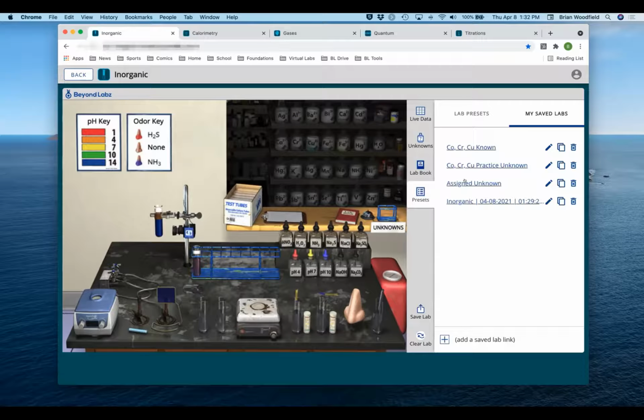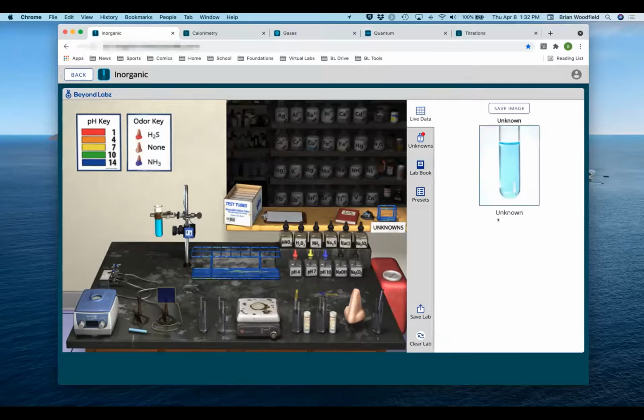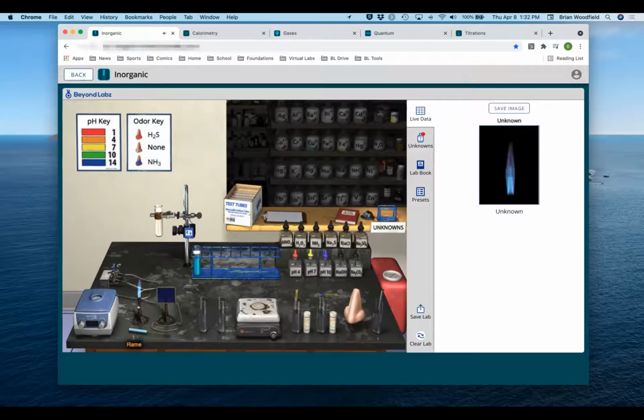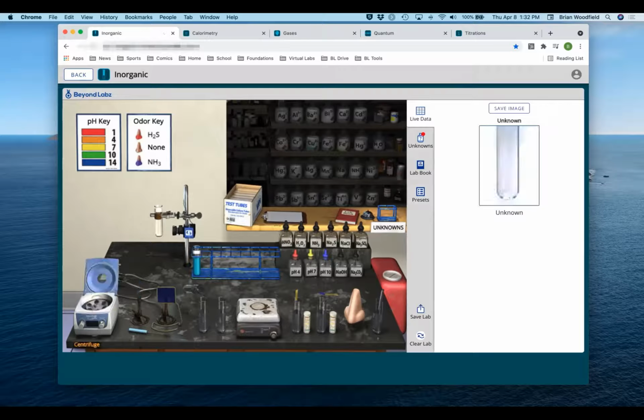So here's an assigned unknown that I've created. We're going to make it easy for the instructor to do this. It just creates a preset, but this unknown, they don't know what's in it. If I go to live data, it says unknown. They can do all their chemistry, make a copy of it, do their flame test here, and centrifuge if they want. So they can do all of this work, but now they have an unknown.